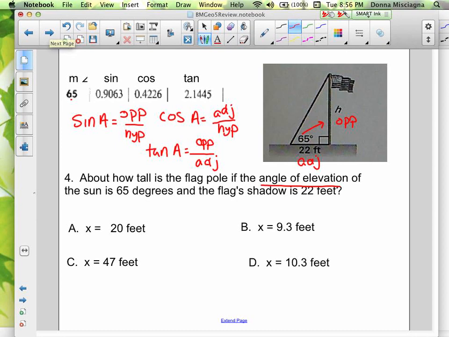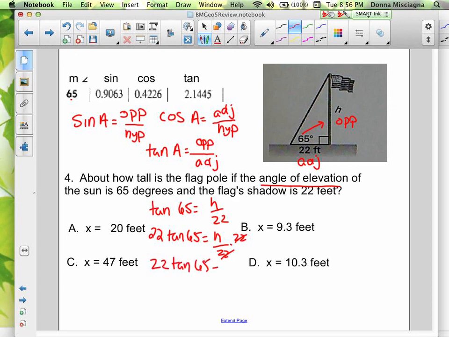All you have to do is set up your ratio. So I'll just work it right here. Tangent 65 equals our opposite, which is h, over the adjacent, which is 22. You need to isolate your variable, so we'll multiply both sides by 22. So we have 22 tangent 65 equals h over 22 times 22. Those cancel, and now we have our variable isolated. 22 tangent 65 equals h.